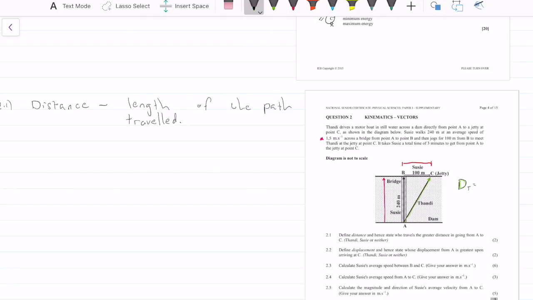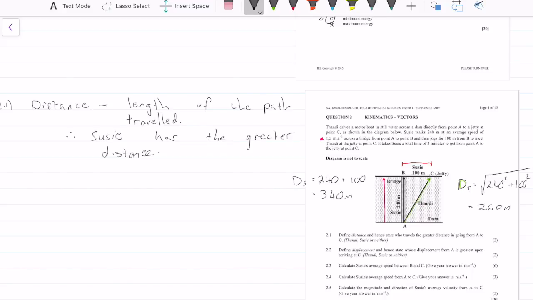So if we work out the distance for Tandy, we can see that through Pythagoras, it's just the square root of 240 squared plus 100 squared, which comes to 260 meters. If we look at Susie, the distance for Susie is equal to 240, which is from A to B, plus 100 meters, which is from B to C, which is 340 meters in total. So who travels the greater distance from A to C? The answer is therefore Susie. Susie has the greater distance.